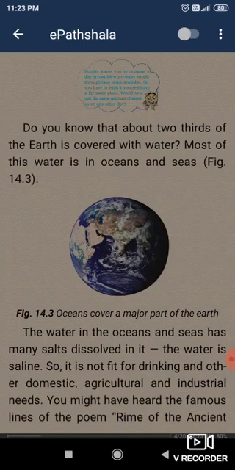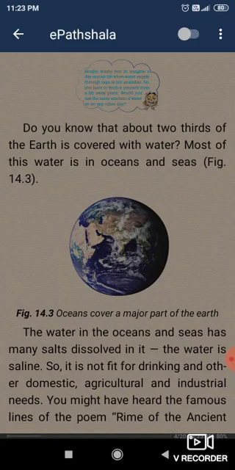Next page. Do you know that about two-thirds of the earth is covered with water? Most of this water is in oceans and seas. The water in the oceans and seas has many salts dissolved in it. The water is saline, so it is not fit for drinking and other domestic, agricultural, and industrial needs.